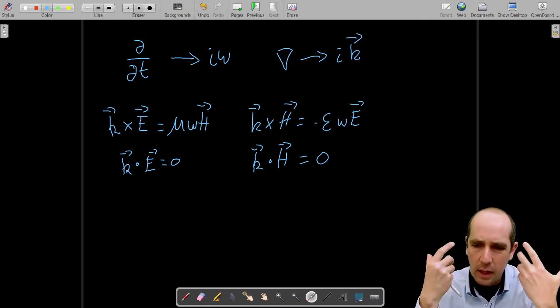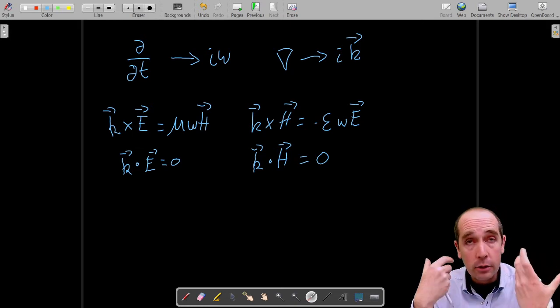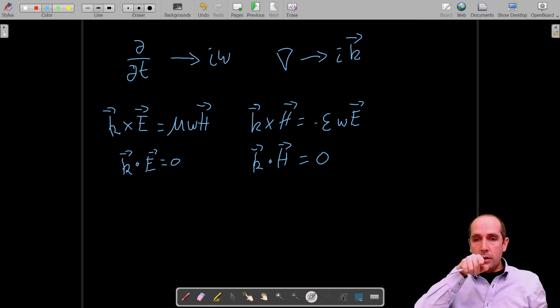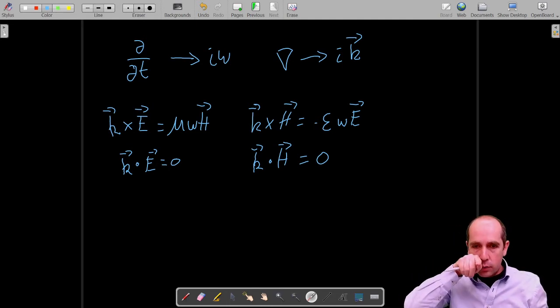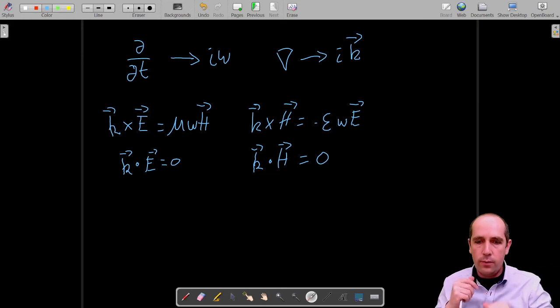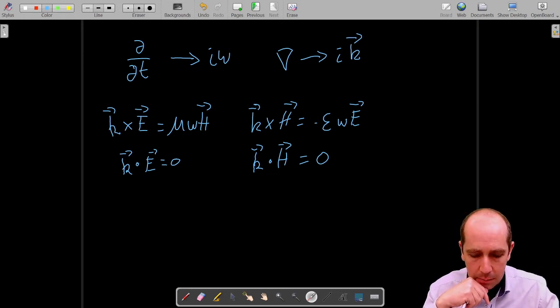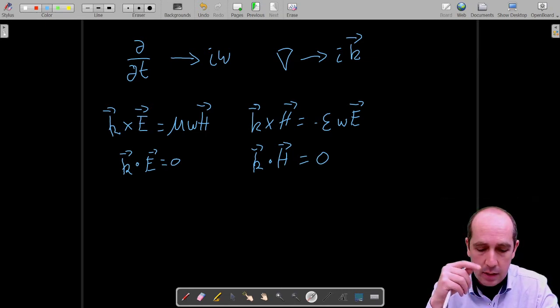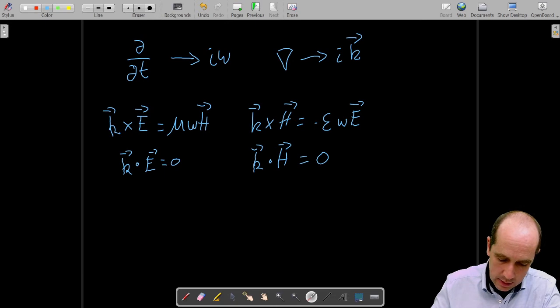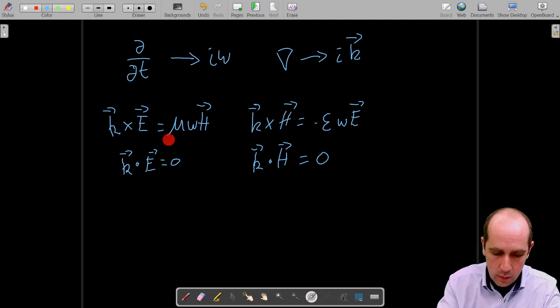So this is something that you probably already know, that electromagnetic waves are transverse waves. So the electric field, that is actually what is oscillating in this wave, is always perpendicular to the propagation direction, and this is true also for the magnetic field. And not just that, from these equations you can also show that the electric and magnetic fields are orthogonal to each other. So this comes from these two other relationships. So if H is orthogonal to K, then E is also orthogonal to K because of this or this equation.